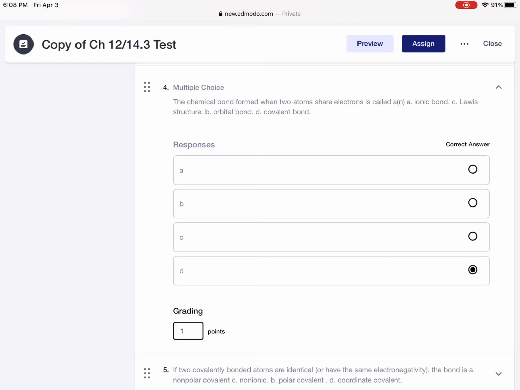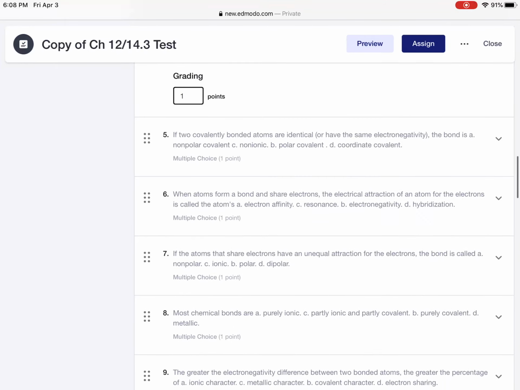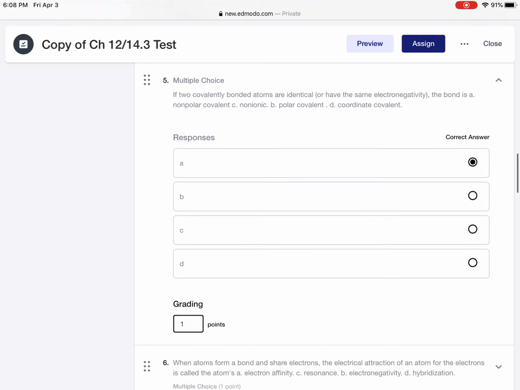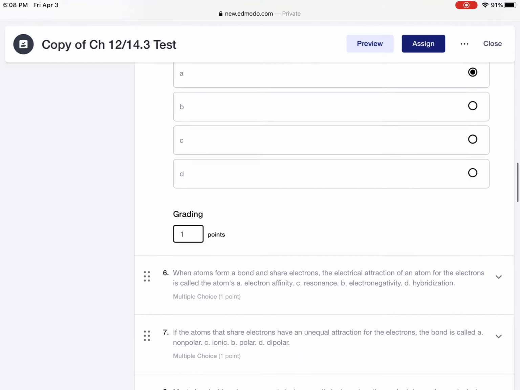Number four, chemical bond formed when two atoms share electrons is a covalent bond. Five, if two covalently bonded atoms are identical, the bond is nonpolar and covalent. Answer A.